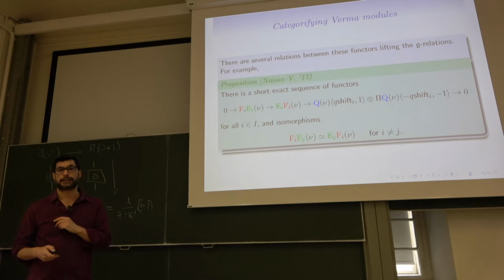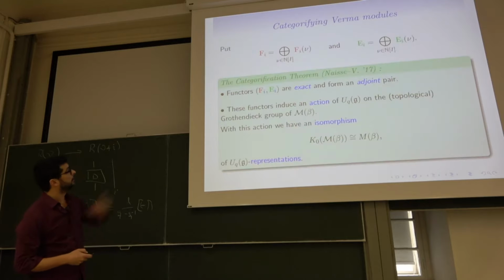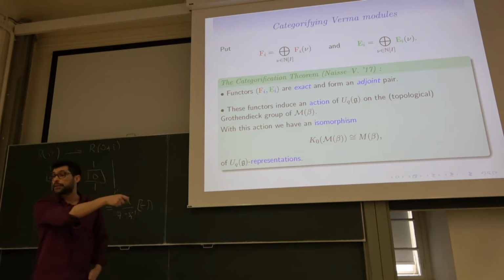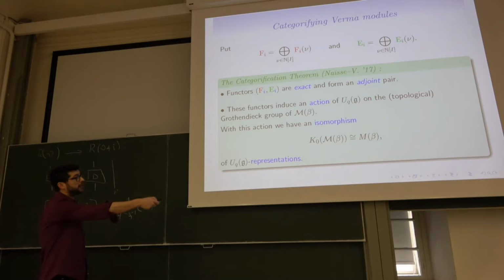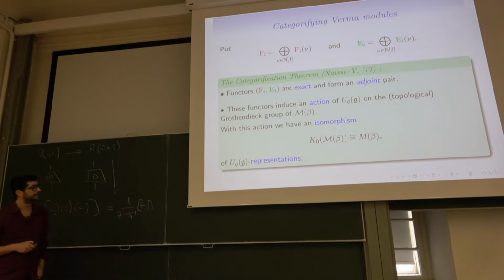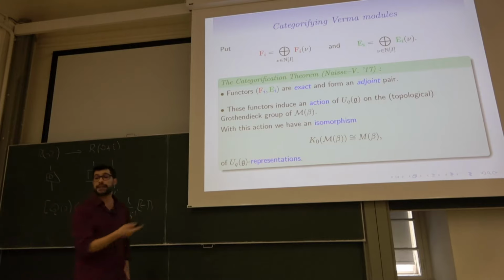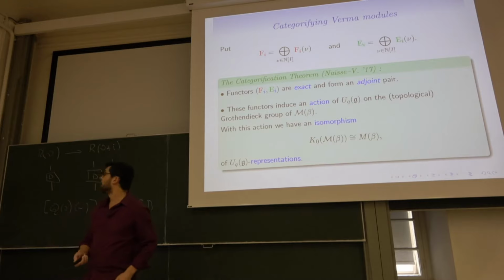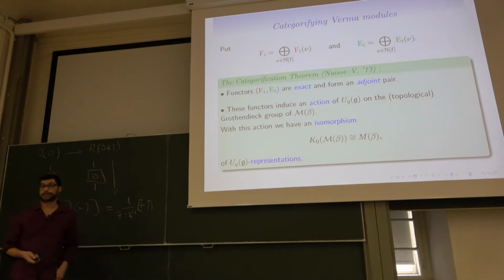They are exact, yes. And they form an adjoint pair. So they are exact. They induce an action on the Grothendieck group, the topological Grothendieck group. And with this action, we have an isomorphism of representations. So I forgot to erase this guy. For me, G is already the quantum. So this gives you a categorification of Verma modules for all symmetrizable types.